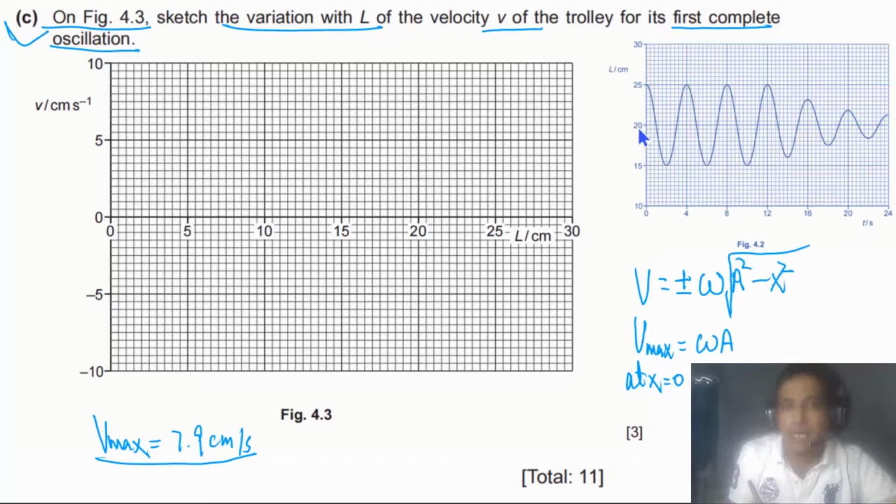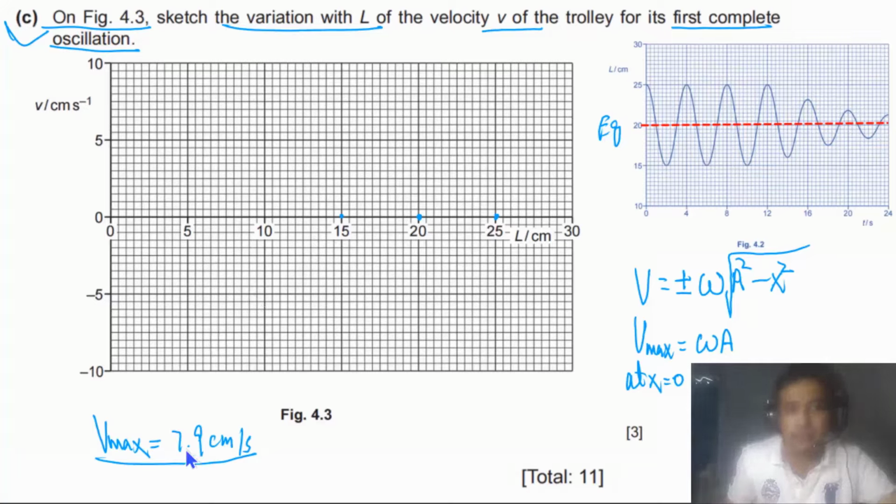Now when we have this type of question, first of all we have to figure out where the equilibrium is. In this case the equilibrium is at 20, meaning L is equal to 20. So we can draw the line here. This is the equilibrium, and it is oscillating between 25 and 15.